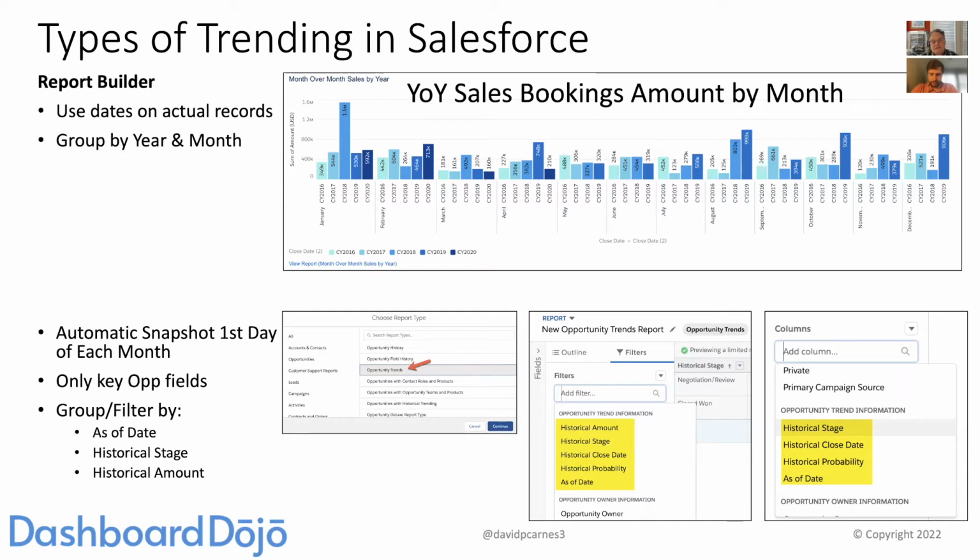And it allows you to, when you create a report using this report type, do a report where you can essentially group by the as of date. You can group by historical date. You can group by historical stage, etc. So for this mechanism, Salesforce is snapshotting on the first day of every month. There's no way to change it. There's no way to modify it. It just is what it is, the first day of every month. And that might give you some good, interesting intel on trending.